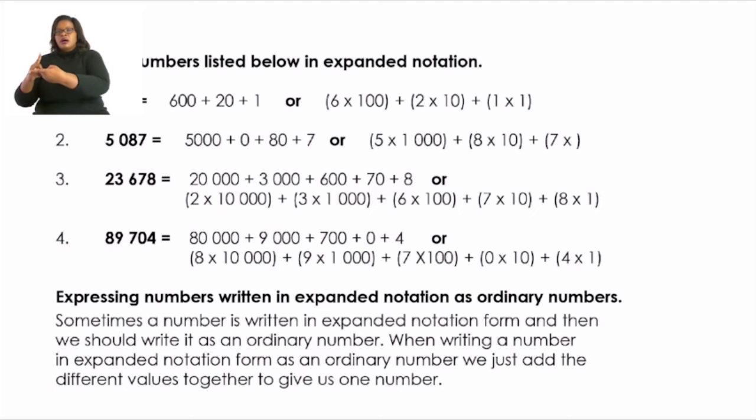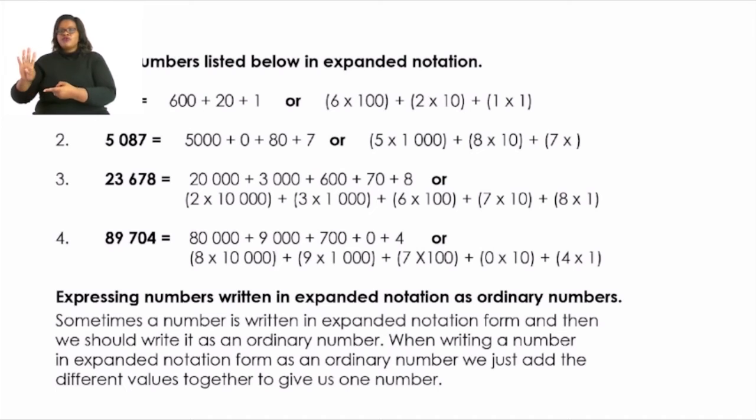Then we've got one more example, 89,704. It's quite a big number. If you write it in expanded notation, the value is 80,000 plus 9,000 plus 7,000 plus 0 plus 4.